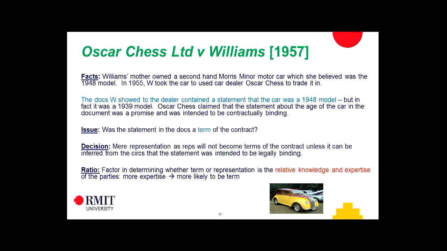Turns out that the car that they'd sold the second-hand dealer was actually not a 1948 model, but in fact a 1939 model. Wasn't worth as much. Now, the car dealer's trying to say, well, the statement in the documents that the car was a 1948 model is a term of the contract. Because the son's gone in there and represented it's a 1948 model.